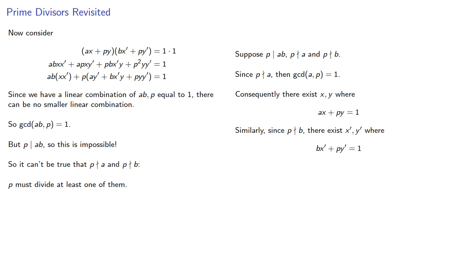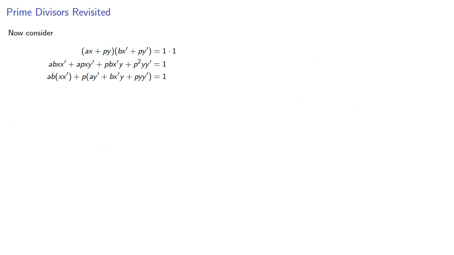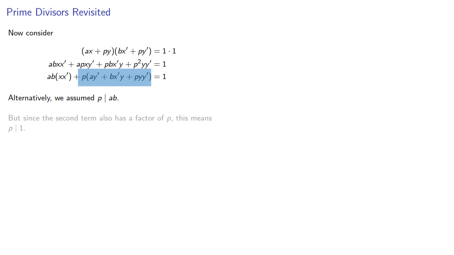Now at this point it's useful to remember, if you can't find a new proof, try to find new reasoning for an existing proof. So again, let's say we get down to this linear combination, and again we assume that p divided ab, but since the second term also has a factor of p, this means that p must divide 1, which is impossible, leading us to the same place.